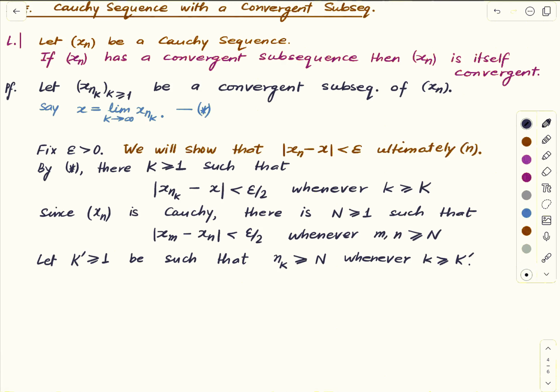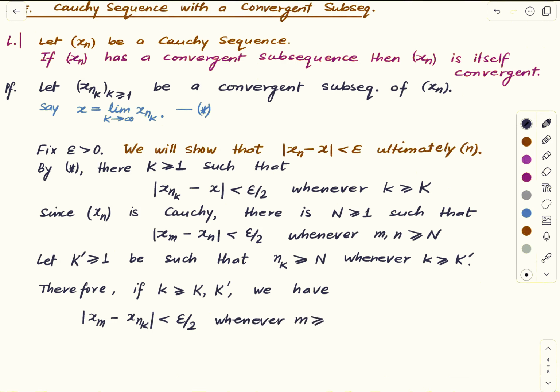And therefore, if k is at least both K and K prime, we have the absolute value of x_m minus x_{n_k} is less than epsilon by 2, and so whenever, here I would write whenever, m is at least capital N.